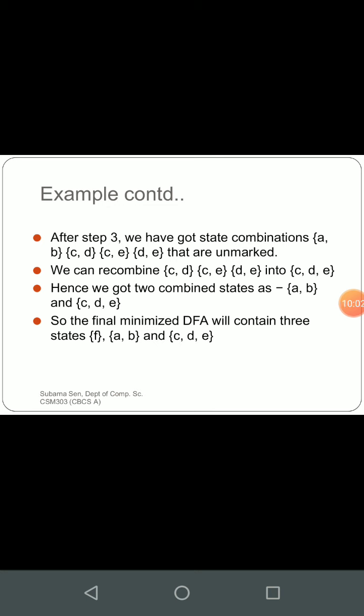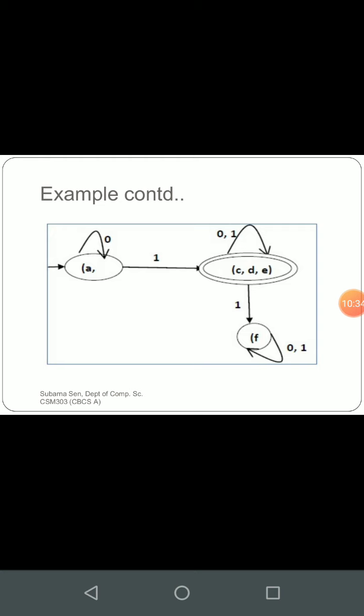Now the question is, which state will be our initial state, which state will be our final state. Obviously, if we follow our original DFA, A was the initial state and C, D, E were our final states, right? So here, since A is falling in the set A, B, that will be our initial state, and C, D, E will be the final state. If you follow the diagram, here should be A comma B, somehow it has been missed.